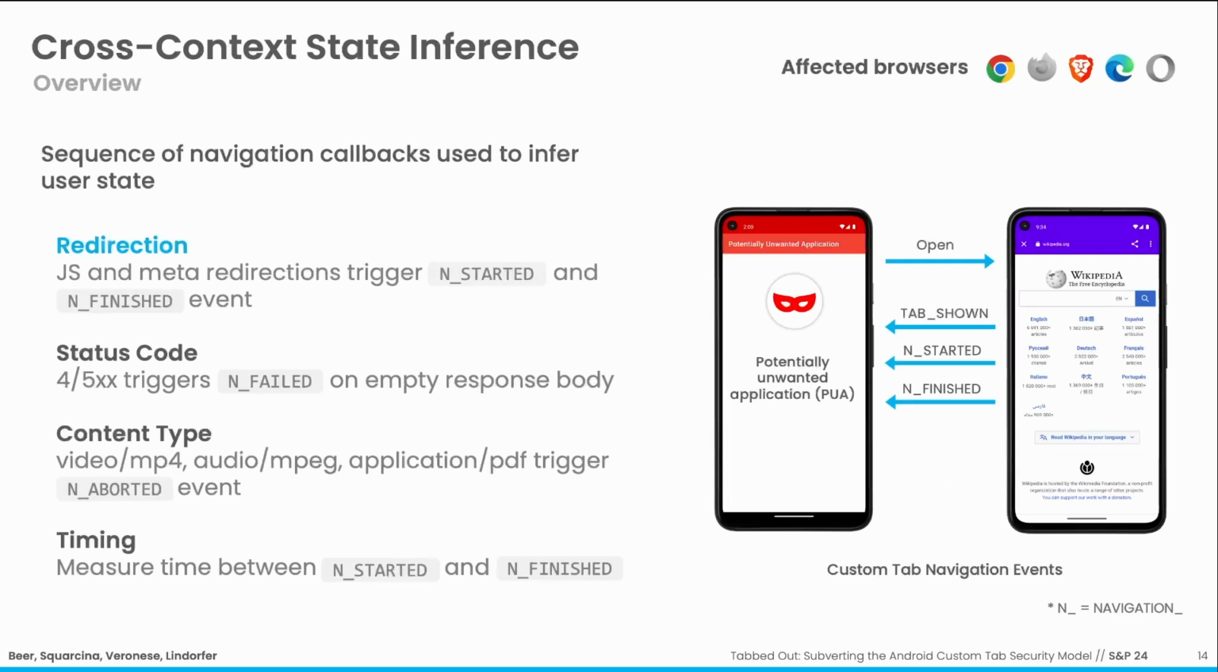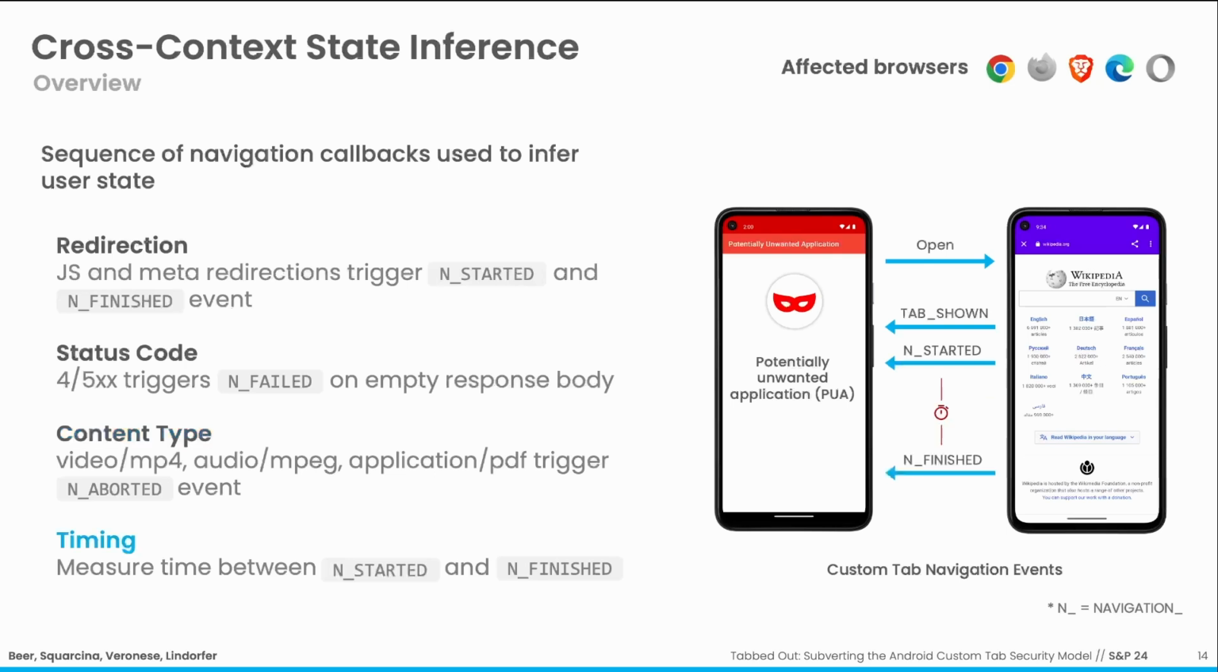So first of all, whenever a JavaScript-based or a meta-based redirection takes place in a custom tab, additional navigation started and additional navigation finished events are fired, one for each redirection. Also, when we receive a status code in the 400 and in the 500 range, and the response has an empty response body, then the navigation failed event is fired. Also, specific content types lead to the navigation failed event.